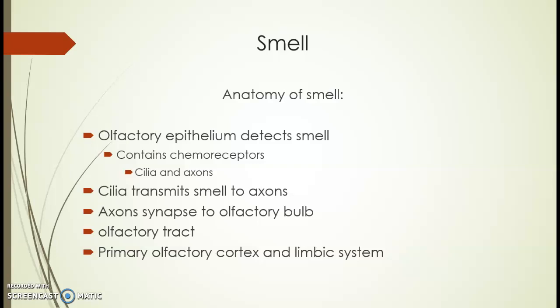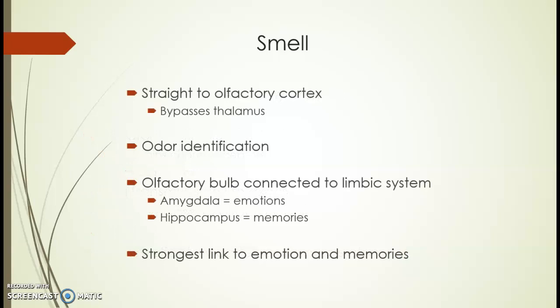The olfactory bulb then transmits the axons down the olfactory tract to the primary olfactory cortex and to the limbic system. Smell is the only sense that bypasses the thalamus and goes straight to the olfactory cortex, which is where the identification of odor takes place.